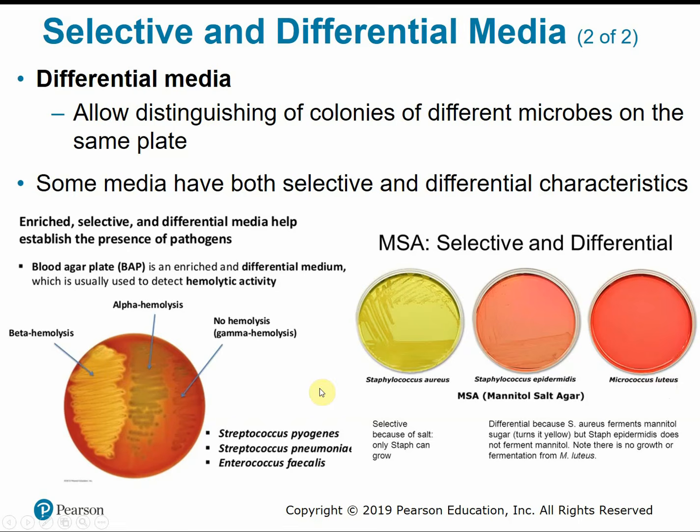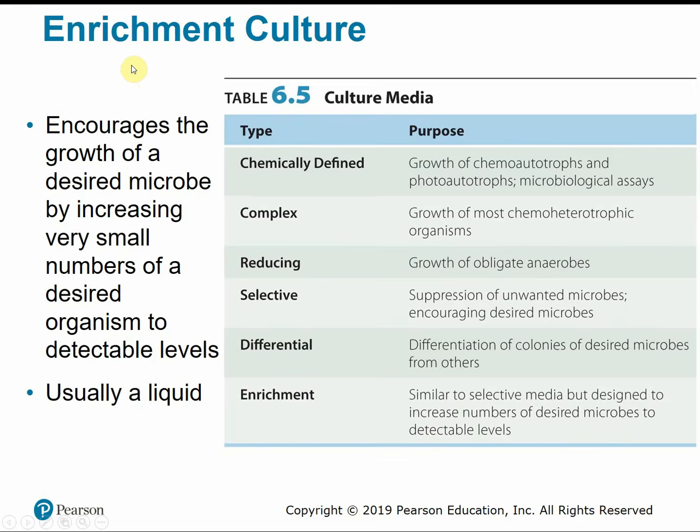So remember we said sometimes the scientific name of an organism can be kind of descriptive of some of its characteristics. Right? So Staphylococcus are those spherical shaped cells in clusters, and aureus means gold. So Staphylococcus aureus turns our MSA plates gold. Enrichment cultures just help to encourage the growth of a desired microbe. So we kind of pinpoint what its favorite nutrient is, right? And we increase those particular components to kind of tailor it to the taste of our microbe of interest. So we want to grow those microbes up to a detectable level.